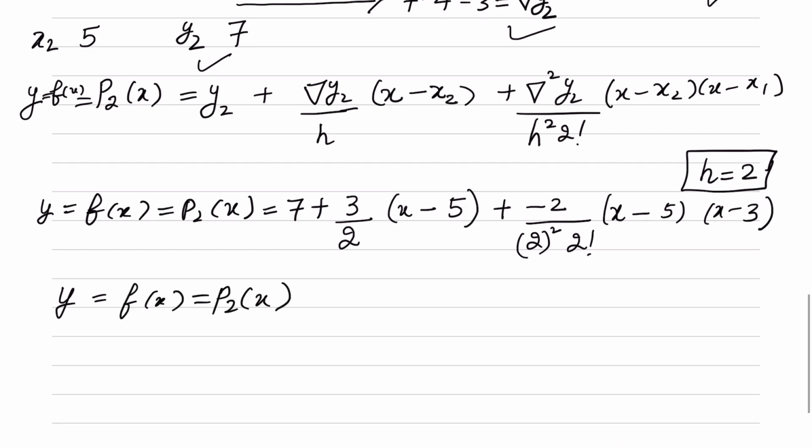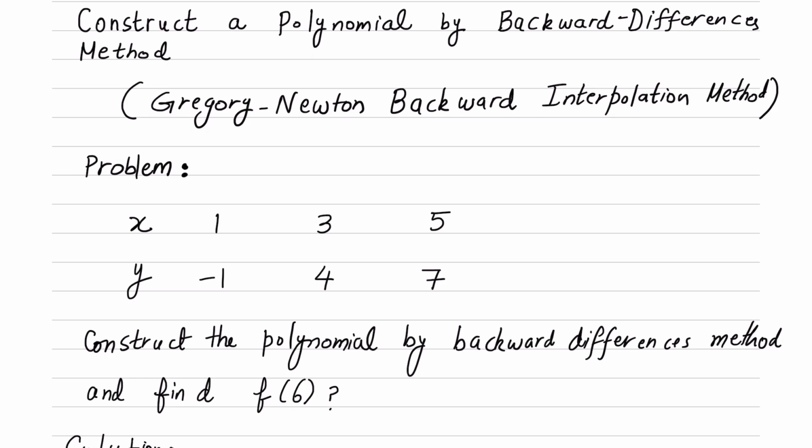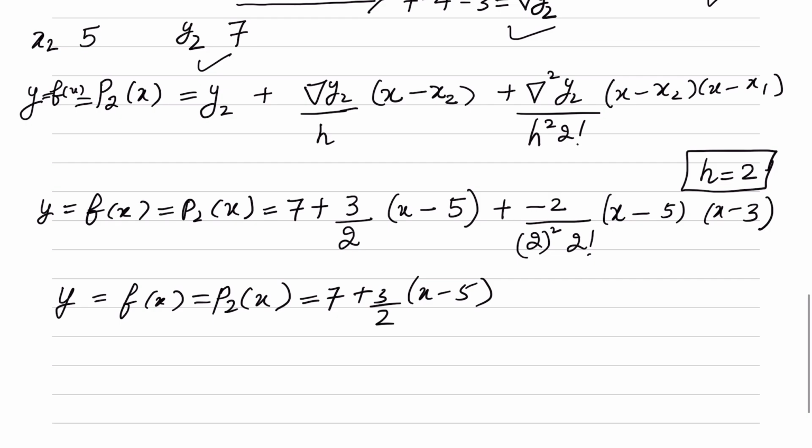Let's simplify this polynomial and we have y equal to f of x is equal to P2 of x, a degree 2 polynomial, which is 7 plus 3 by 2 into x minus 5, and we have minus 1 over 4, because 2 factorial is just 2, it cancels with the 2 in the numerator and we have minus 1 by 4 here, into x minus 5 into x minus 3. So we have constructed the polynomial by using the backward differences method, and we can verify that this polynomial is correct.